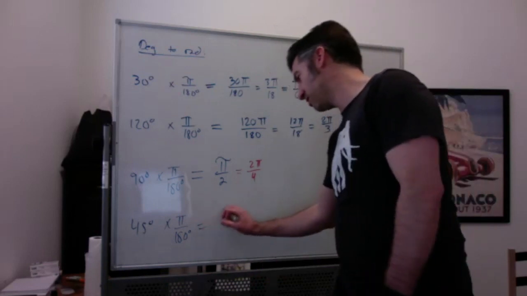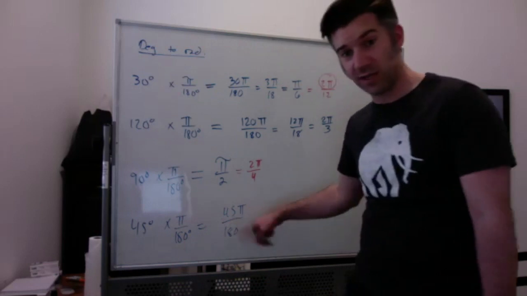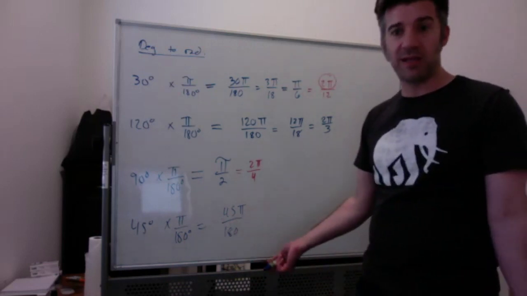So I'm going to get 45 pi over 180. Notice I'm not writing the degree symbol anymore. And then, I mean, it's going to be pi over 4.